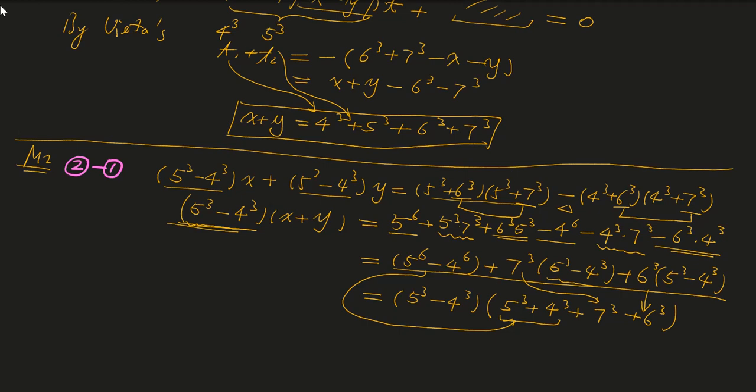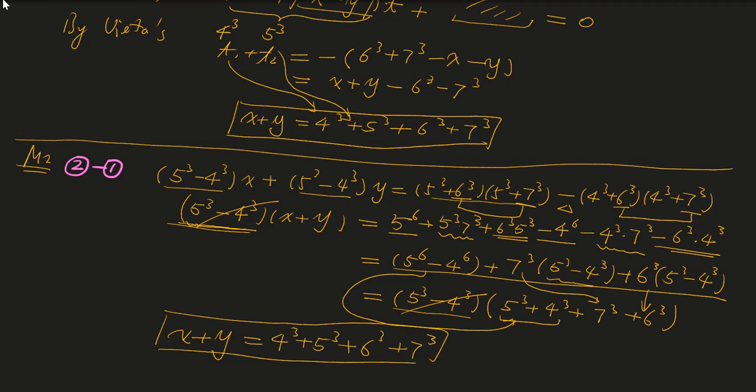Therefore, we find this common factor on both sides of the equation. So let's divide this common factor from both sides. So this will cancel out. Therefore, our final result is x plus y equals 4 cubed plus 5 cubed plus 6 cubed plus 7 cubed. And this is our final result. And it is identical to what we got from the first approach.